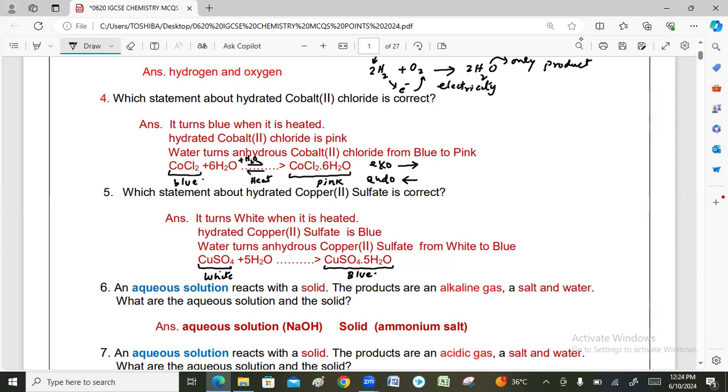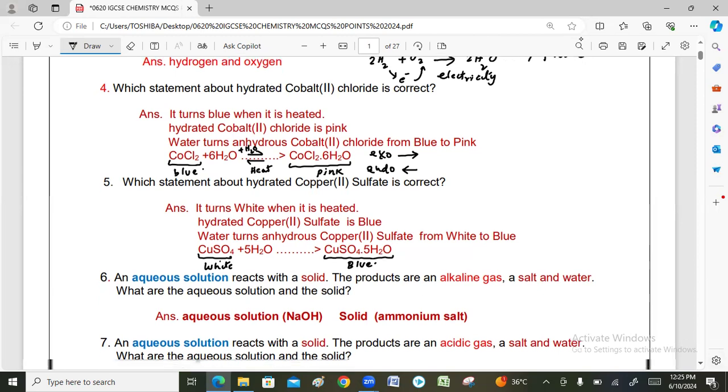So it turns white when it is heated. Yes, when it is heated, the water of crystallization is removed, so it turns from blue to white. Hydrated copper(II) sulfate is blue. Anhydrous is white. Water turns anhydrous copper(II) sulfate from white to blue. So to test the presence of water, anhydrous cobalt(II) chloride and anhydrous copper(II) sulfate are used. Anhydrous cobalt(II) chloride turns from blue to pink, and anhydrous copper(II) sulfate from white to blue.